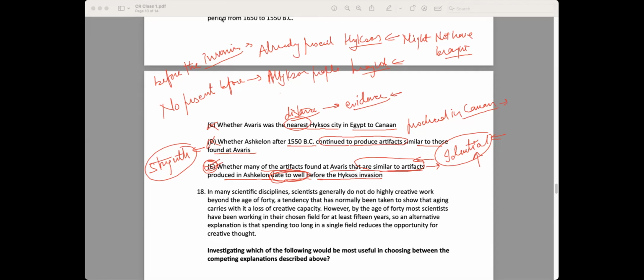I think the answer that I have is E. Any doubt whatsoever with this? Let me know.